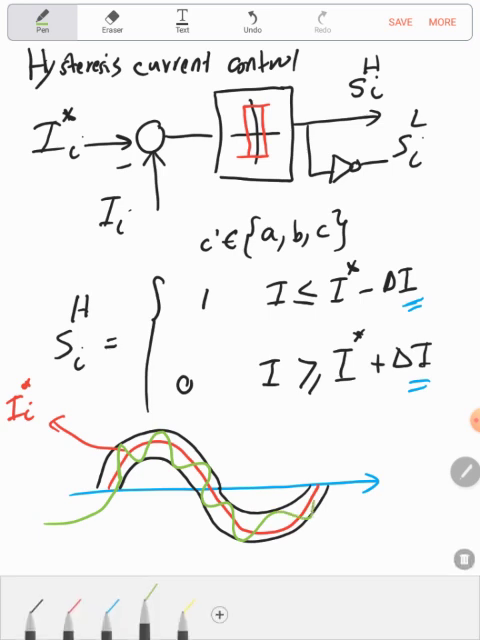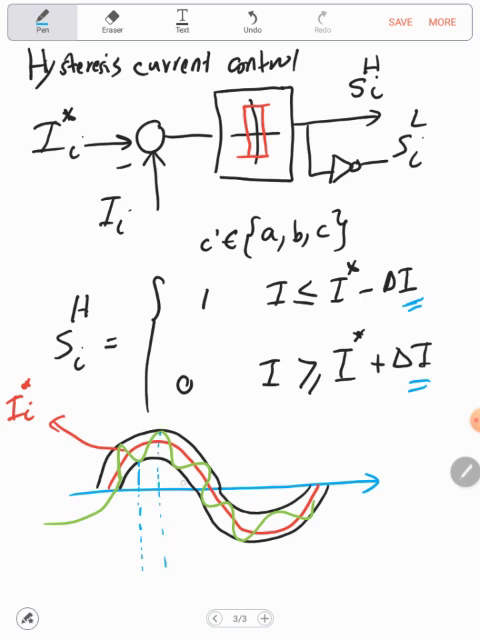Now, how are the gate pulses generated here? Simply, let's assume here, and let's discuss it here, and here, and so on. Let's start from here. And I think this is enough to highlight the idea.